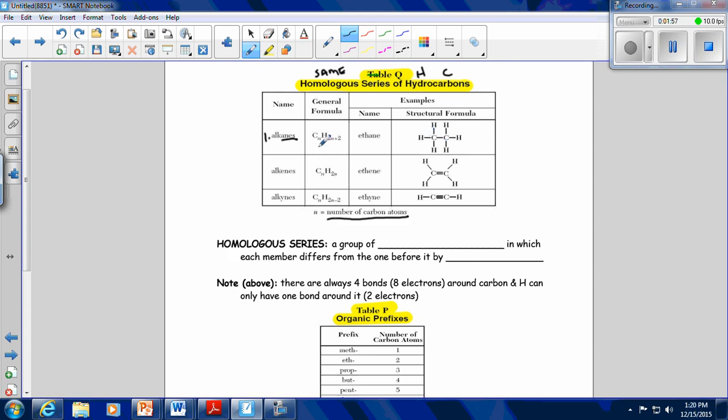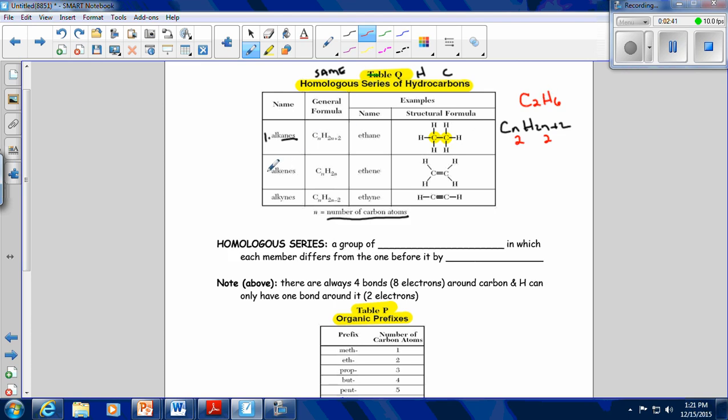So if we were to take the formula CnH2n plus 2, and as we can see within the problem, we have 2 carbon atoms. And remember, the N represents the number of carbon atoms that you have. So if we were to plug a 2 in for the N's, we would get the chemical formula of C2H. 2 times the 2 is 4 plus another 2 is 6. So the formula for ethane would look like this.